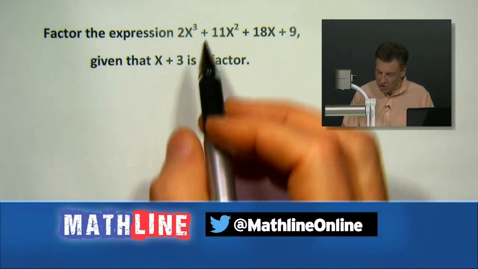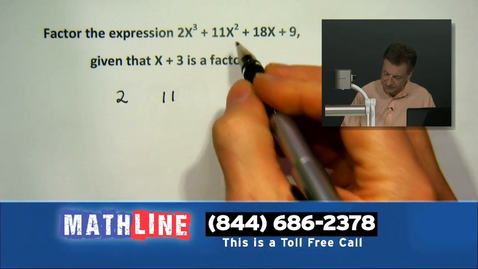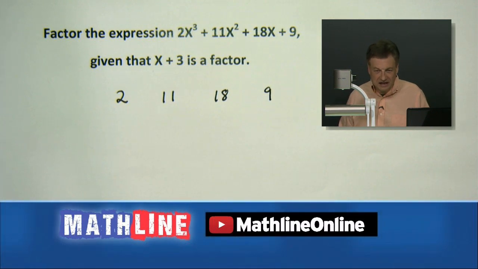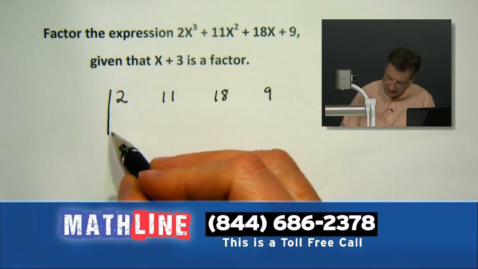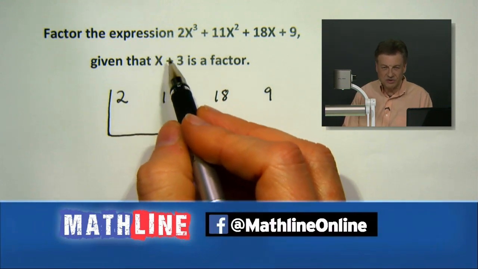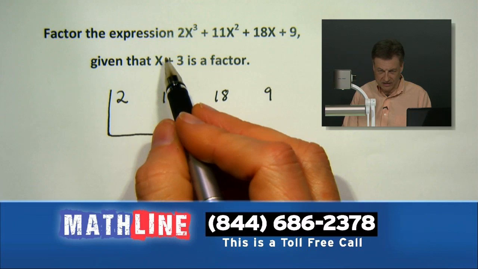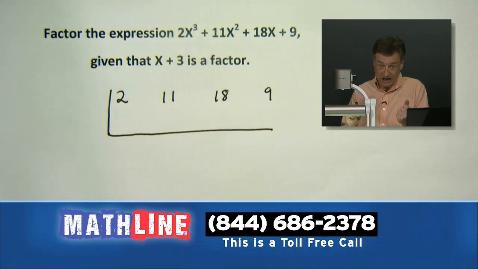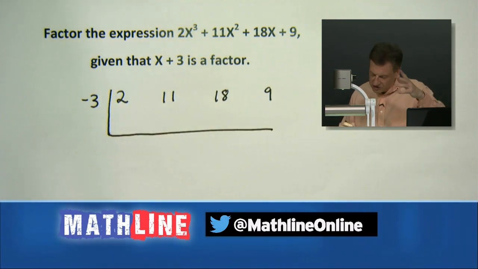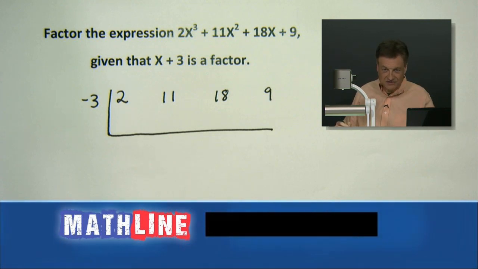So what we do, we take the coefficients, 2, 11, give them some space, 18, and 9. And right out here, we're going to start with the opposite of x plus 3. Well, not really the opposite, but we're going to look at what would happen if we were to get a 0 out of that. So we're going to take the opposite of 3, which in this case is negative 3. Now, if that had been x minus 3, we'd start with a positive 3. Let's play it out and see what's going to happen.